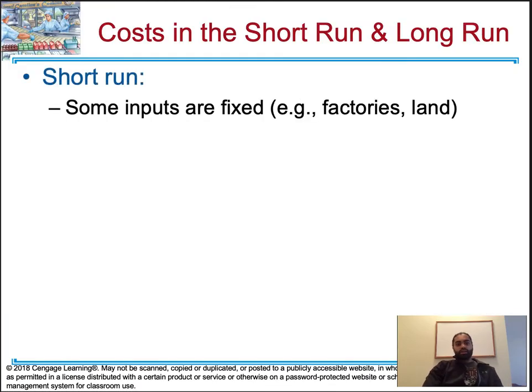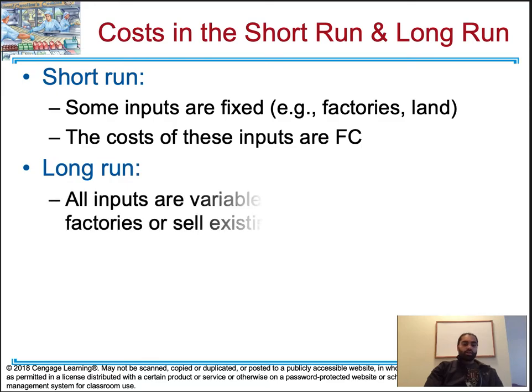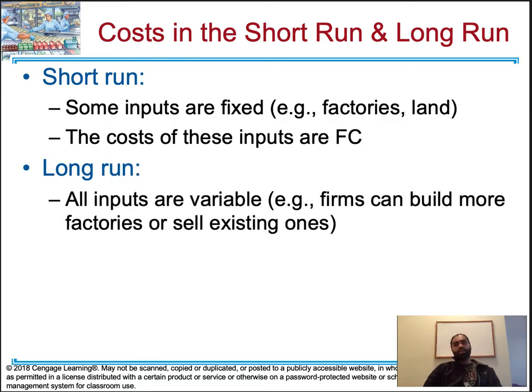All right, so in the short run, some inputs are fixed. So factories, land, rent, you have to pay these. So again, fixed costs. In the long run, all inputs are variable. So basically, let's just say your firm's not doing too well, you're not turning a profit, you might want to downsize. Or if your firm's doing really, really well, in the long run, you might want to expand business, open up more factories, or sell existing ones, whatever you want to do based on your long run. So long run, everything's much more variable. Short run, it's much more fixed.